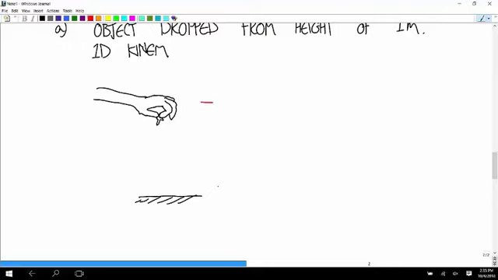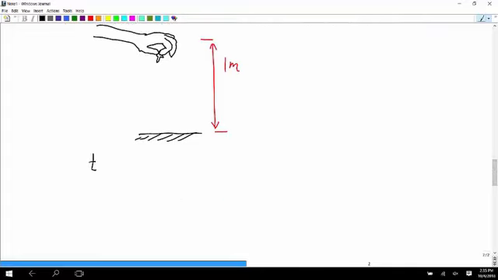Say that this is 1 meter. That hand would have to be pretty big, but the first thing we have to do in 1D kinematics is choose a time equals 0 instant, a time final instant, a position equals 0 location, and a positive direction.